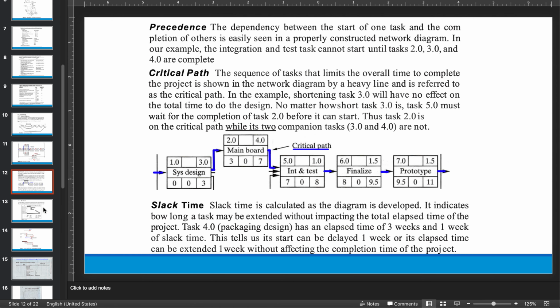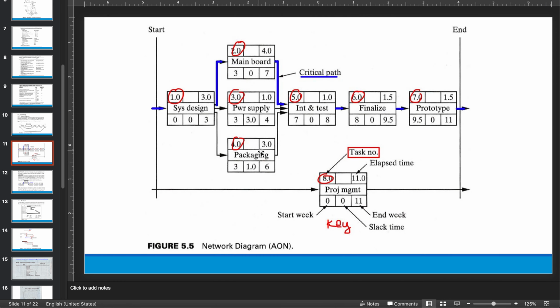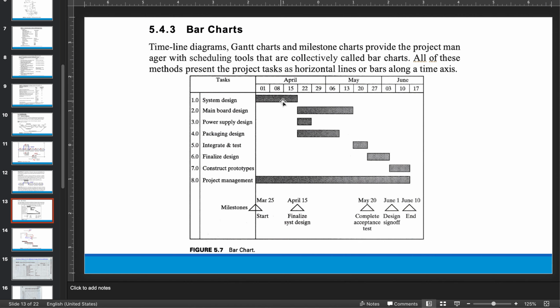Now, how you might manifest this in your project is this. This is a bar chart. This has the same information as this diagram here. All right. So notice I have 1, 3, 1, 1, 1. All right. And if you look at this diagram here, now you have 1, 3, 1, 1, 1. And project management is continuing here. So this also is indicating what we're doing.